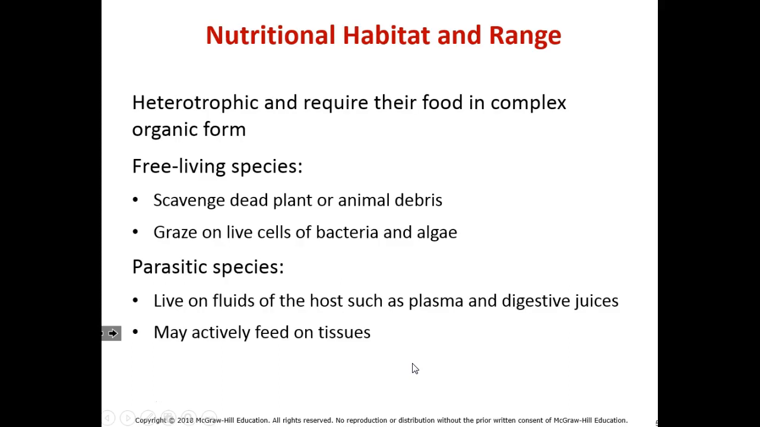They are heterotrophic and require their food in complex organic form. Free living species scavenge dead plant or animal debris, graze on live cells of bacteria and algae. The parasitic species live on fluids of the host such as plasma and digestive juices, and they may actively feed on tissues.